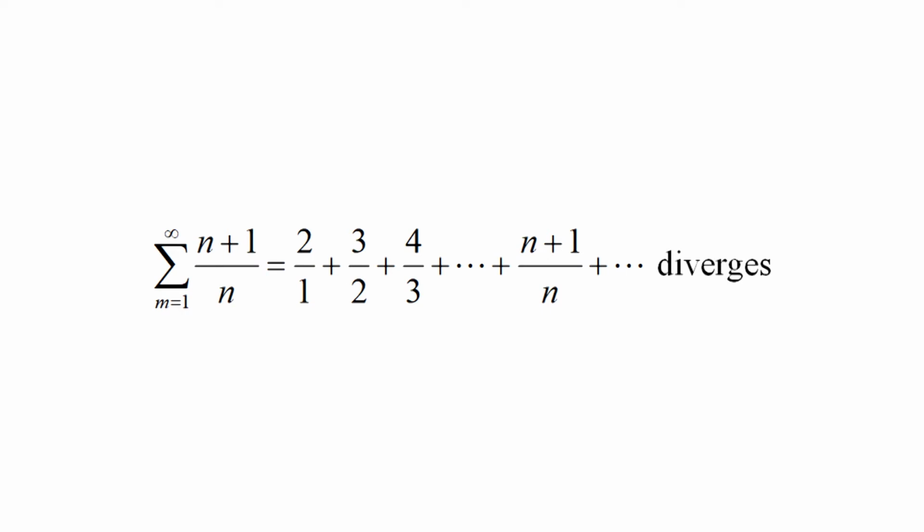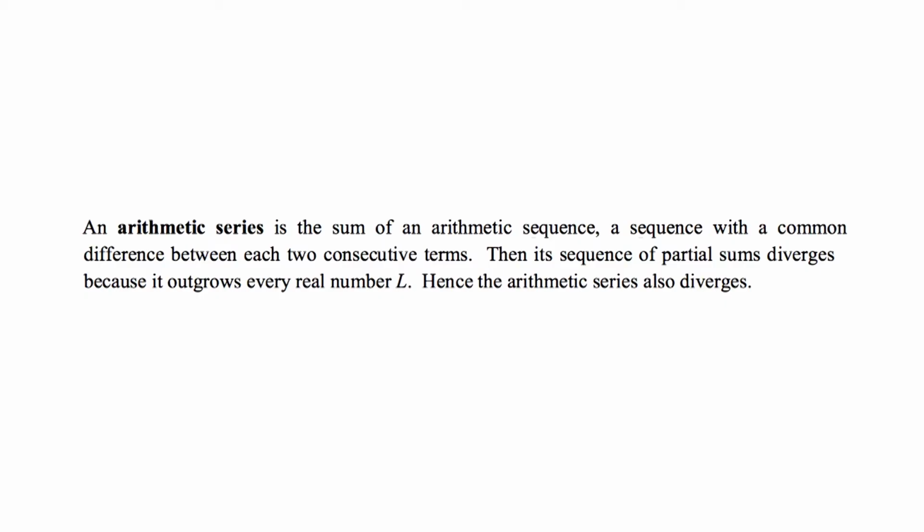We show that the series summation (n plus 1) upon n, where n is from 1 to infinity, which is equal to 2 upon 1 plus 3 upon 2 plus 4 upon 3 plus etc. plus (n plus 1) upon n plus etc. diverges. The given series diverges because the sequence of partial sums of the given series diverges. An arithmetic series is the sum of an arithmetic sequence, a sequence with a common difference between each two consecutive terms. Then its sequence of partial sums diverges because it outgrows every real number L. Hence, the arithmetic series also diverges.